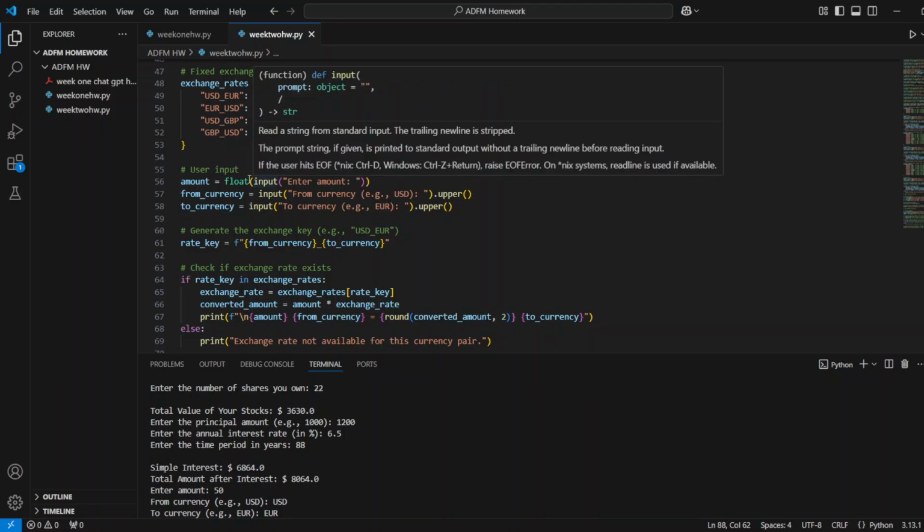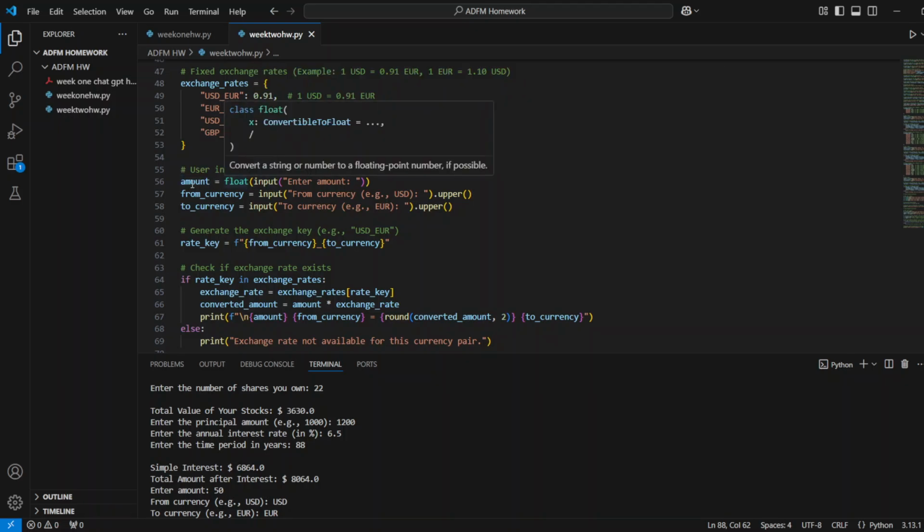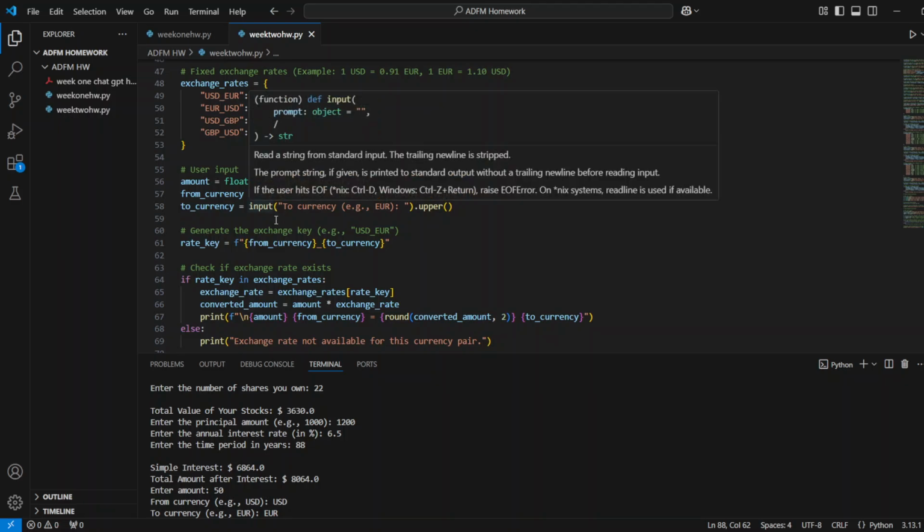And this was for the amount. This program was to be able to have the user input the amount, and then input the currency that they wanted to use, and input the currency that they wanted it to swap to.